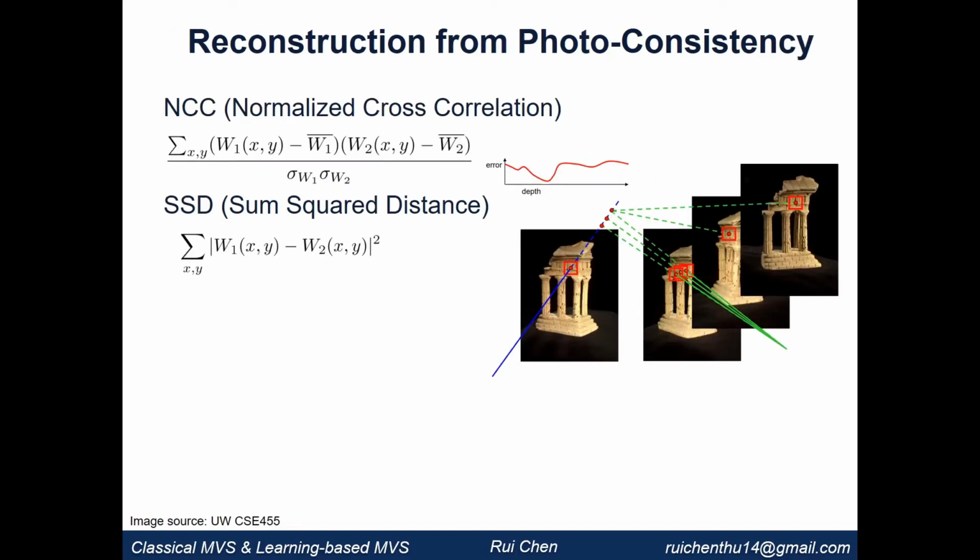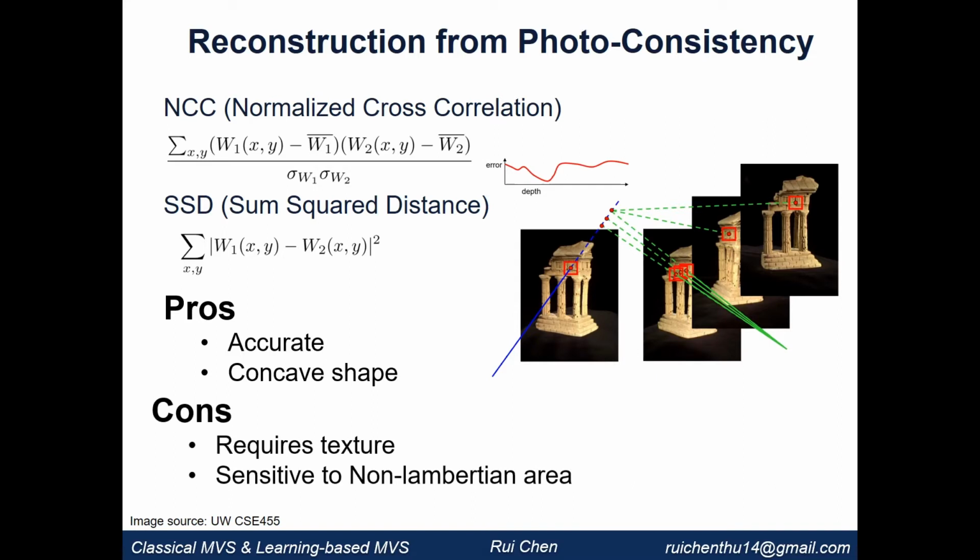Another classical MVS method is reconstruction from photo-consistency. It searches for the corresponding pixel along the epipolar line using photo-consistency. Two metrics that are usually used are NCC and SSD. The advantage of this method is that it is much more accurate than the reconstruction from silhouettes, and it is able to reconstruct concave shapes.